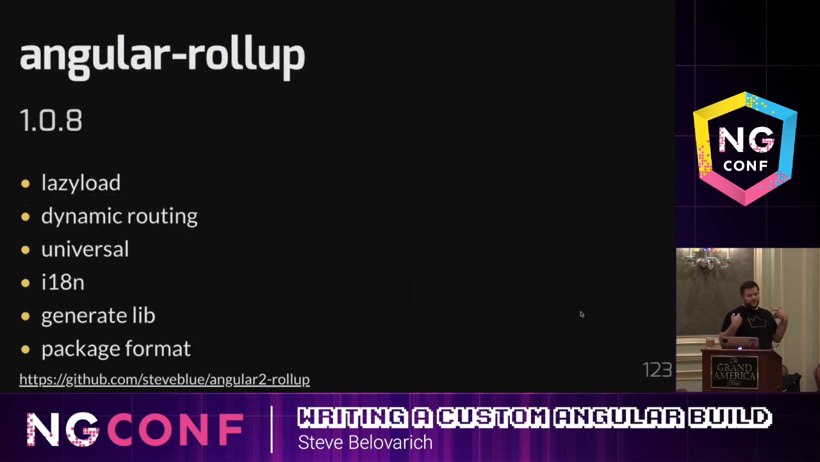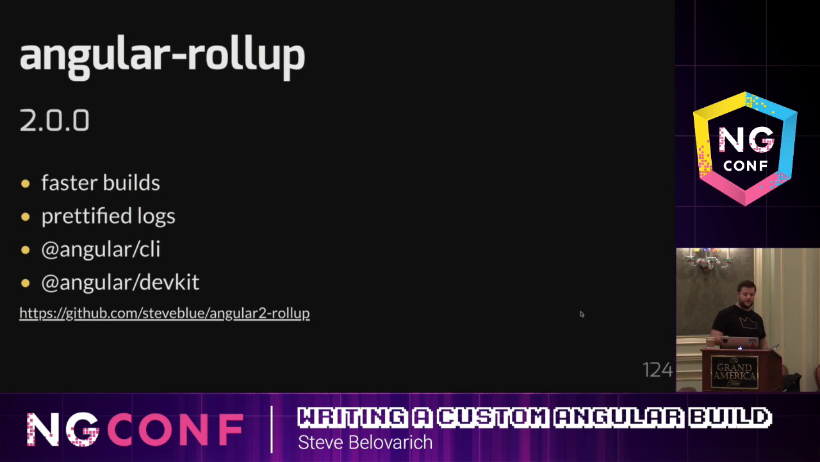I maintain a project called Angular Rollup. I've been doing it now for over 2 years, I think. It handles all this stuff. You can lazy load your application with it. You can even have this build for dynamic routing where you can configure the router before the application compiles. And then you can run it in Universal, I18N, all that kind of stuff. 2.0 is coming out very soon. It's got prettified logs, integrates with the Angular CLI a little better, stuff like that.